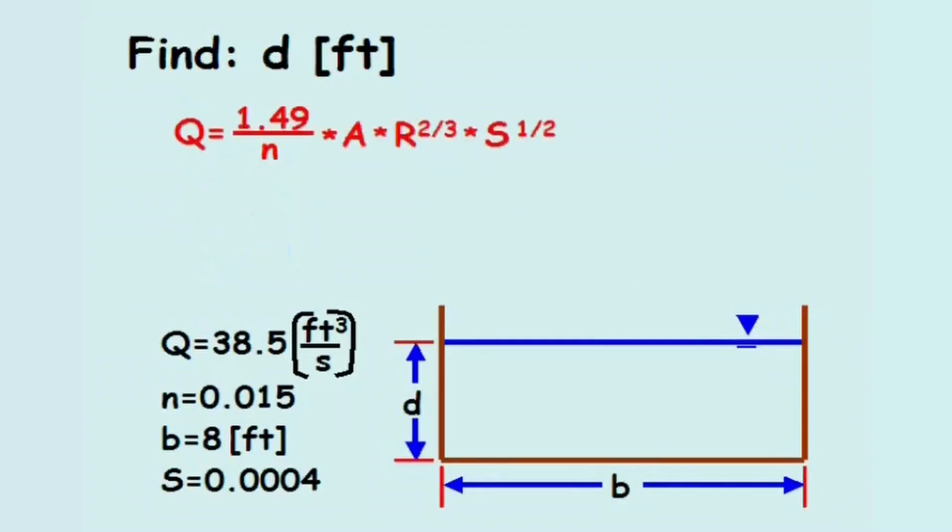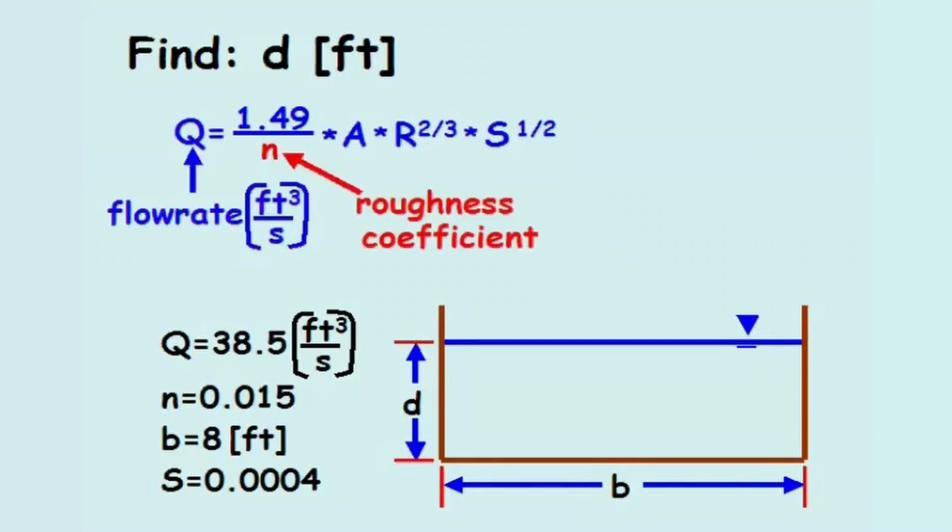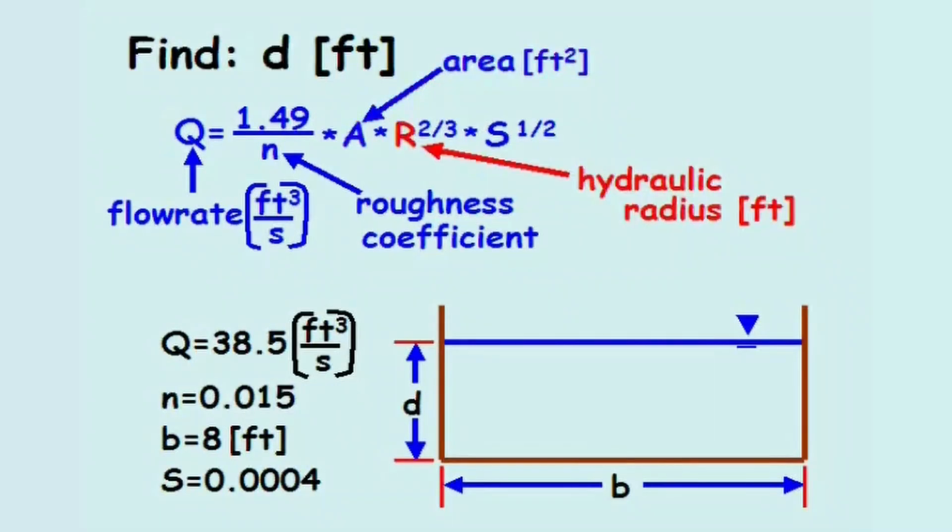Manning's equation for open channel flow in English units is the flow rate in cubic feet per second equals 1.49 divided by the roughness coefficient times the cross-sectional area in feet squared times the hydraulic radius in feet raised to the 2/3 power times the slope as a decimal raised to the 1/2 power.